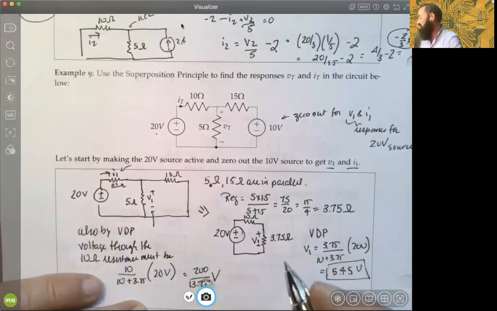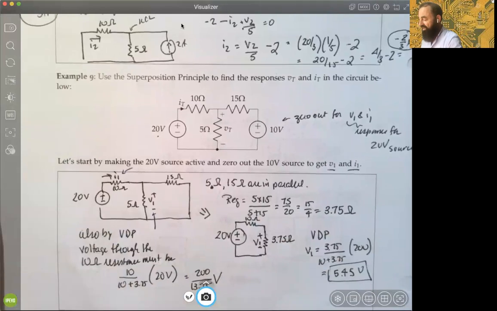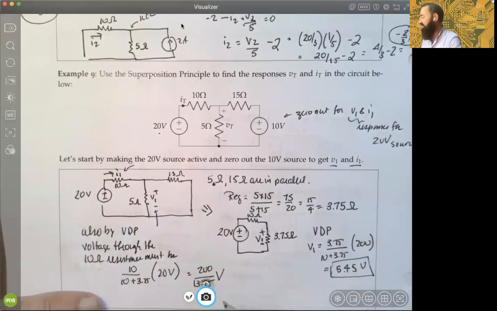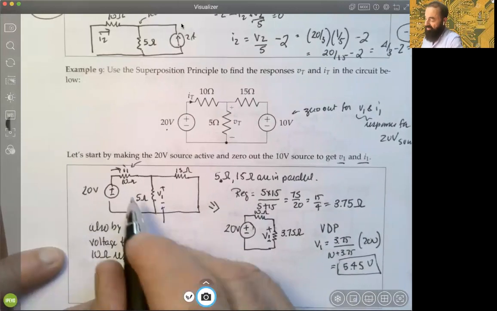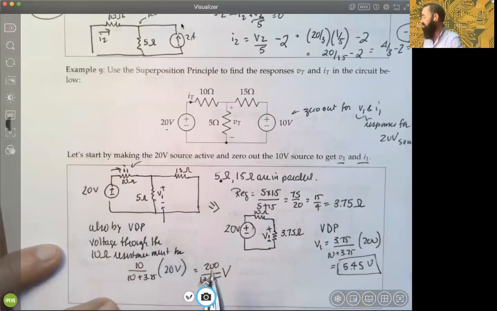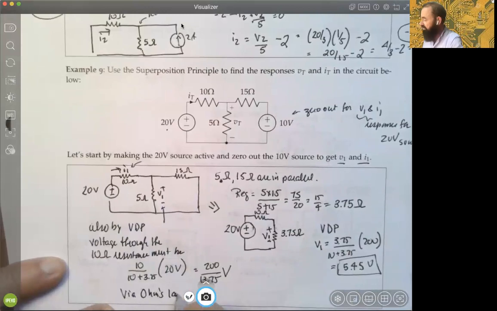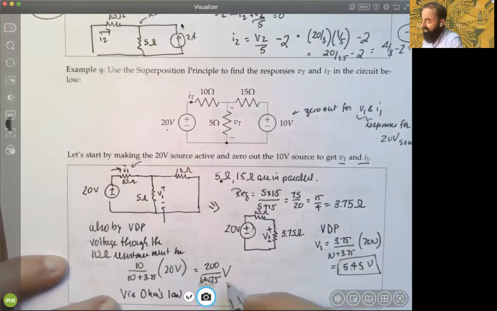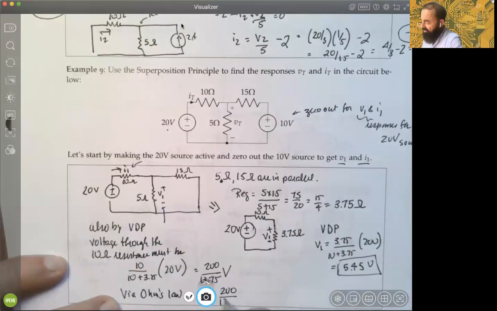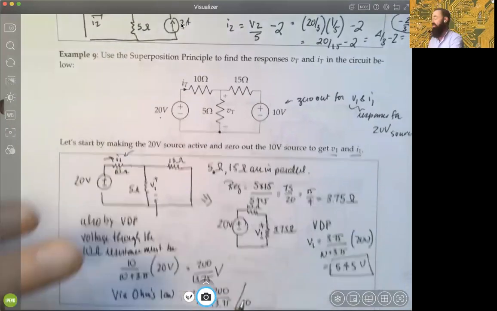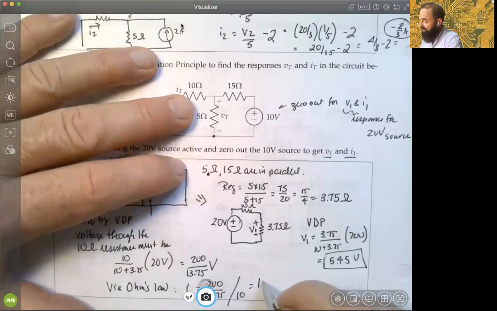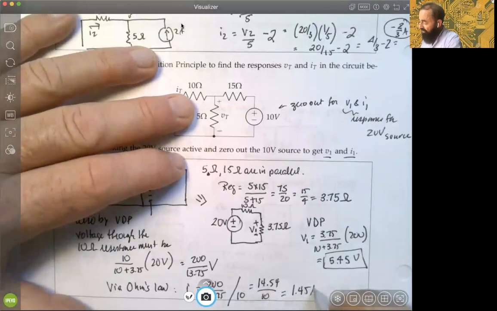I'm just going to leave it like that for now. There's no need to simplify it because I'm going to divide it with Ohm's law. So that gives us the voltage across it, and I have the 10 ohm resistance. So via Ohm's law, what I1 has to be is 200 over 13.75 divided by 10, voltage divided by the resistance, and that will simplify as 14.54 over 10, or 1.54 amps, okay?